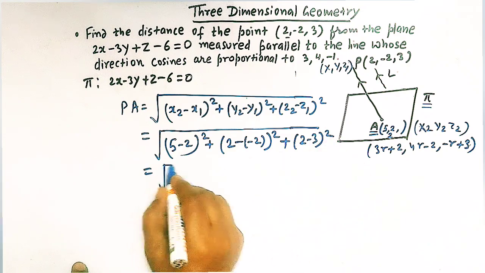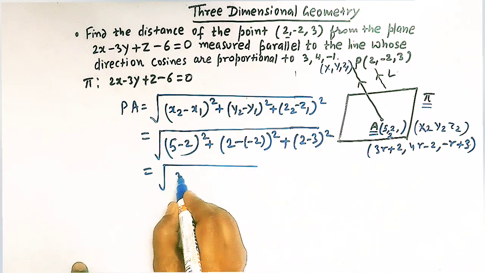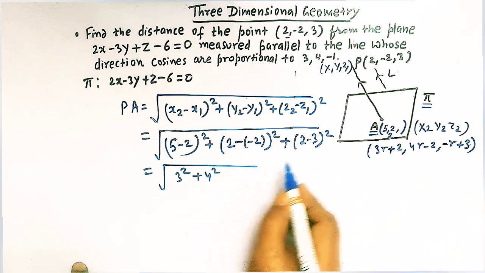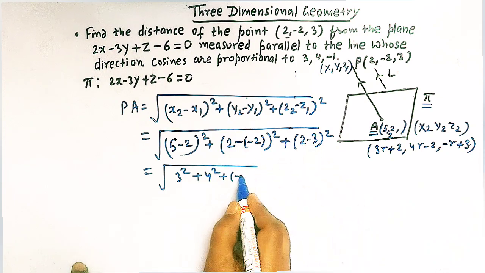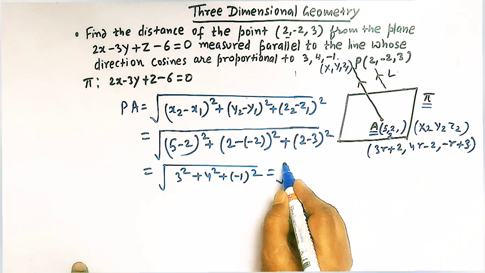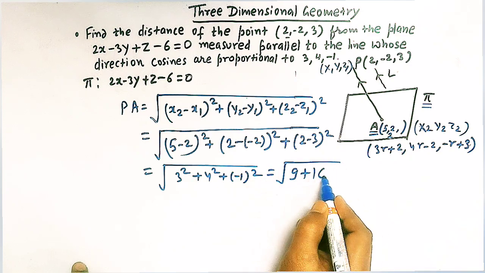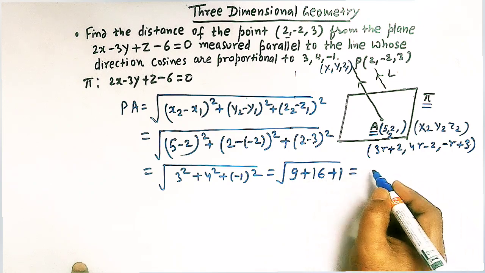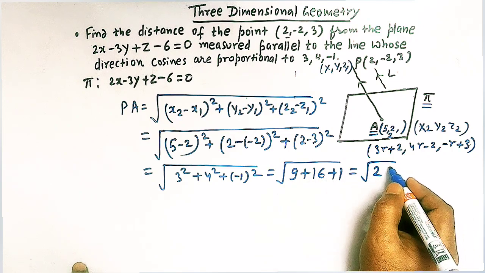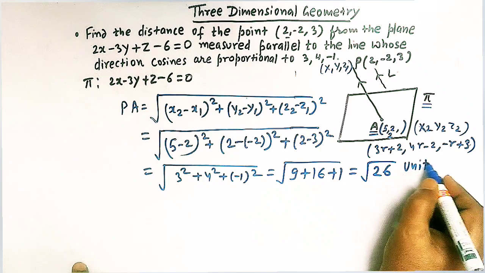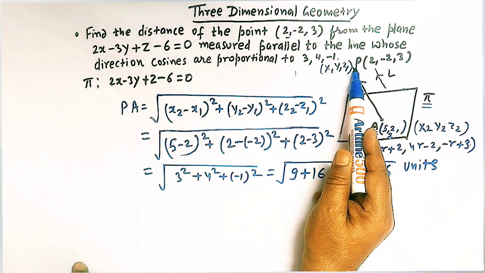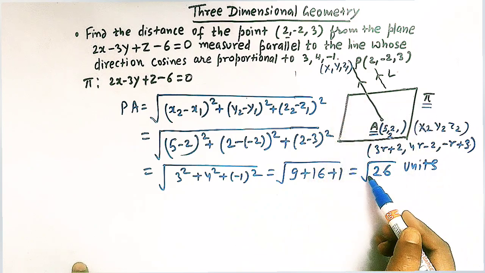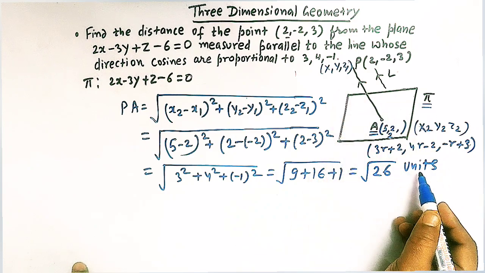So this is 5 minus 2 is 3, so 3 square. This is 2 plus 2, 4, 4 square, and here 2 minus 3 is minus 1 square. So this is 9, this is 16, and this is 1. So this is 25 plus 1, 26. So we have under root 26 units. So the distance of this point P from this plane pi is square root of 26 units.